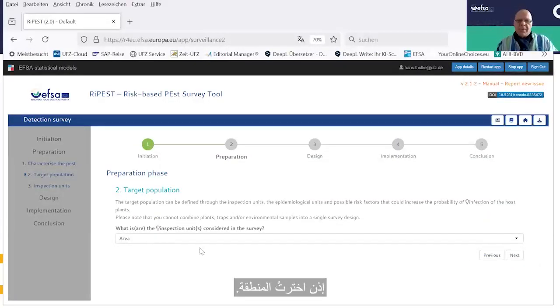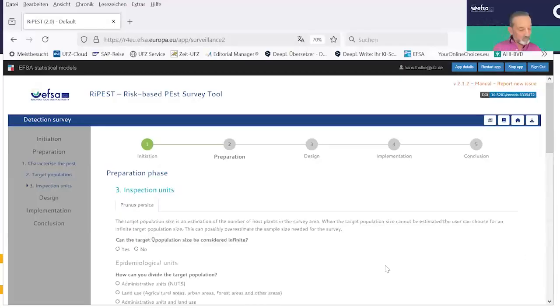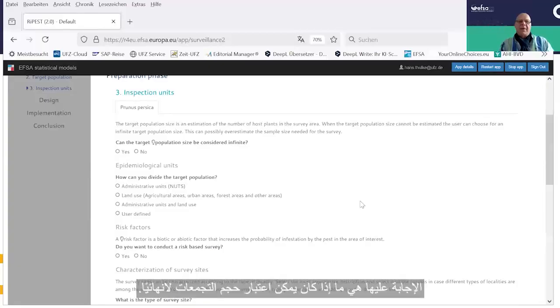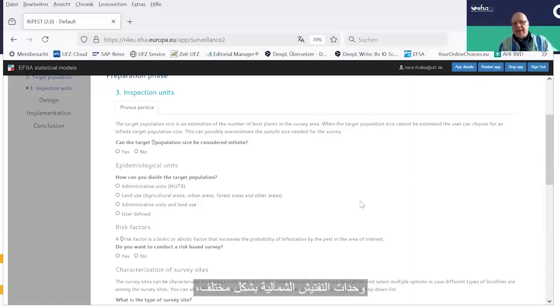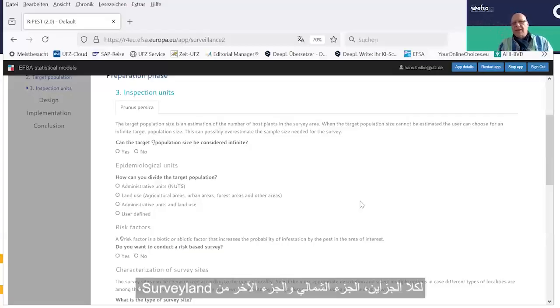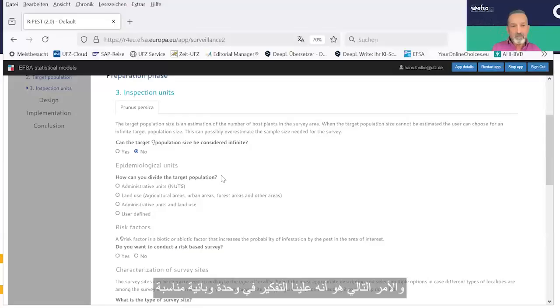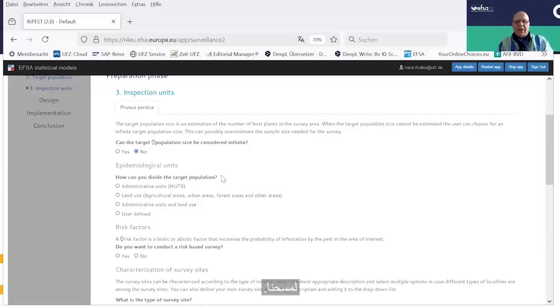Okay, so I have chosen the area, and then the next detail that we have to answer is whether the population size can be considered infinite. There's a simple answer, because you want to consider the northern part differently. We have to enumerate the inspection units for both parts, the northern and the other part of Surveyland, so we cannot use the infinite approximation here.